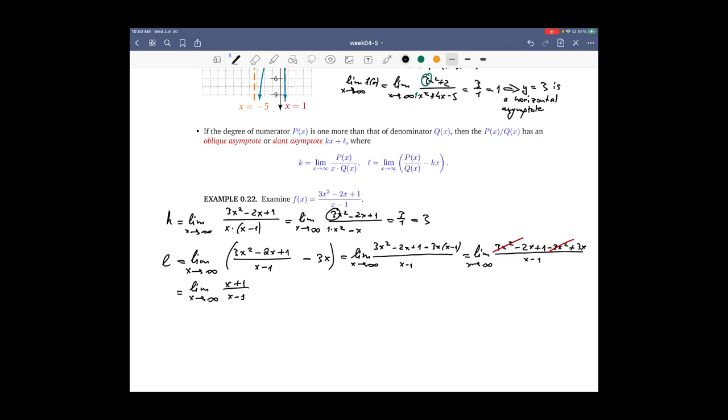And now we have a ratio of two polynomials of degree 1. Both have leading coefficients 1. So the limit is the ratio of the leading coefficients, which is 1. So we have established that the line y equals 3x plus 1 is an oblique asymptote of our function f.